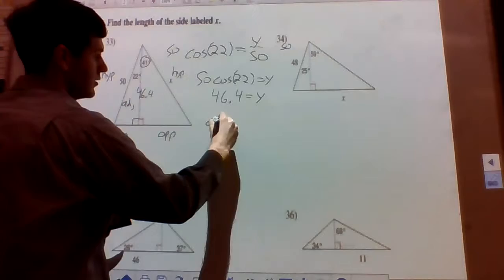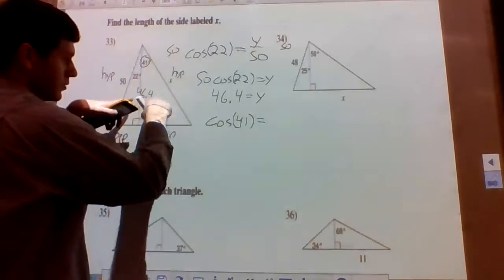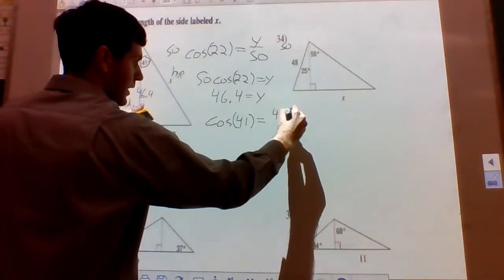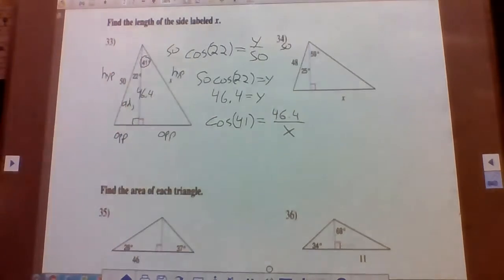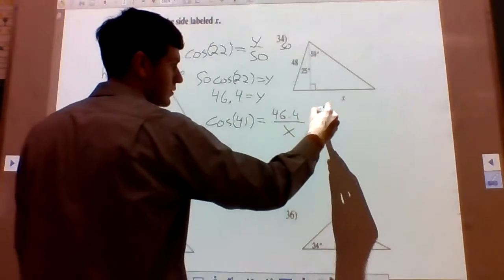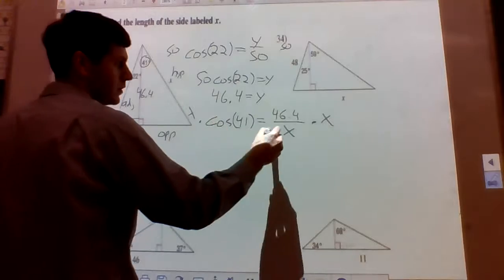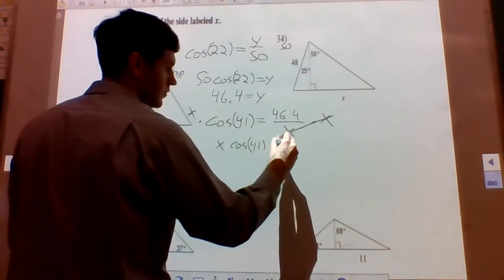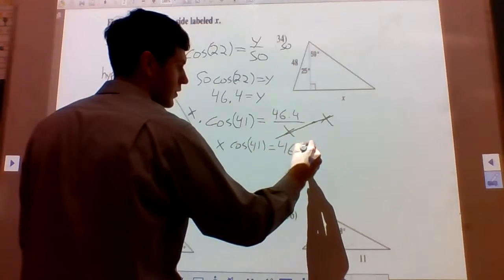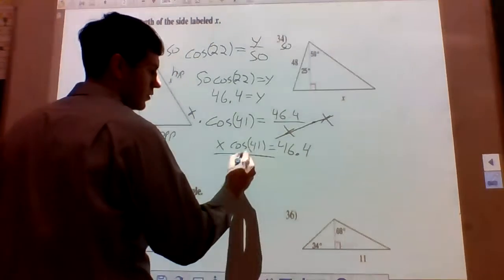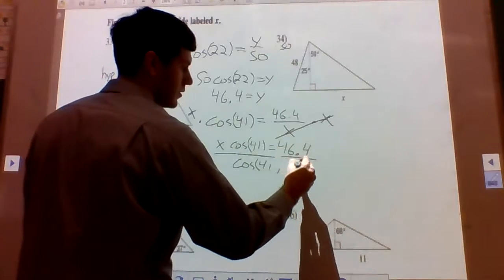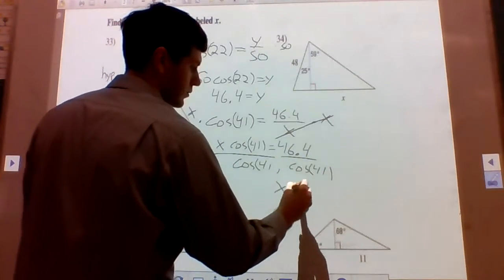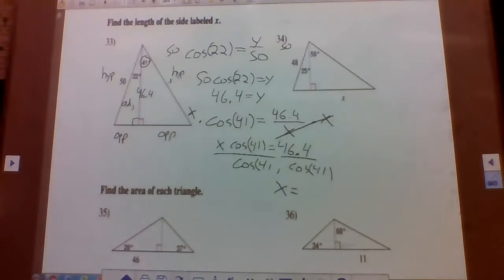So we're going to want to do the cosine of 41 is going to equal adjacent, which is 46.4, over the hypotenuse, which is x. Multiply both sides by x. Okay, these cancel. We have x times the cosine of 41 equals 46.4. Okay, divide by cosine 41. We get x equals 46.4 divided by cosine 41, which is 61.5.